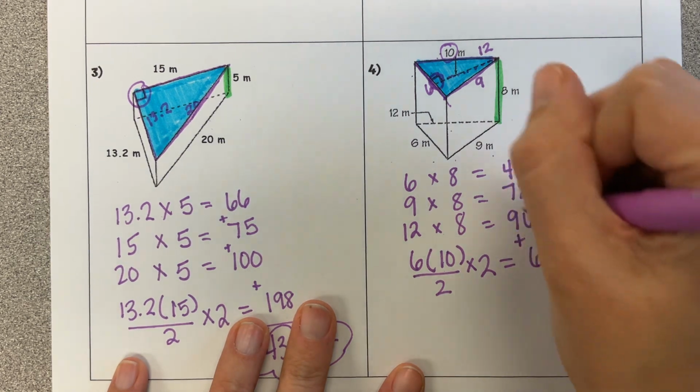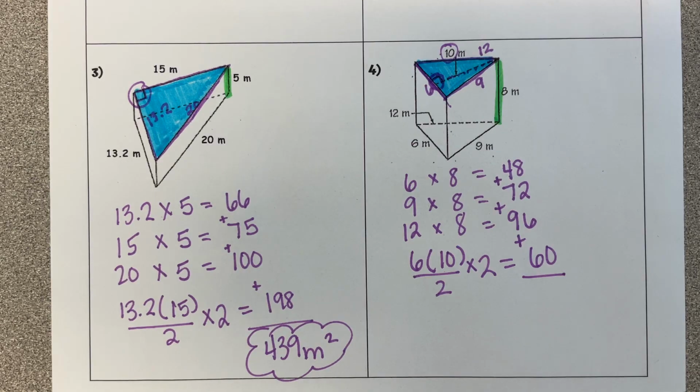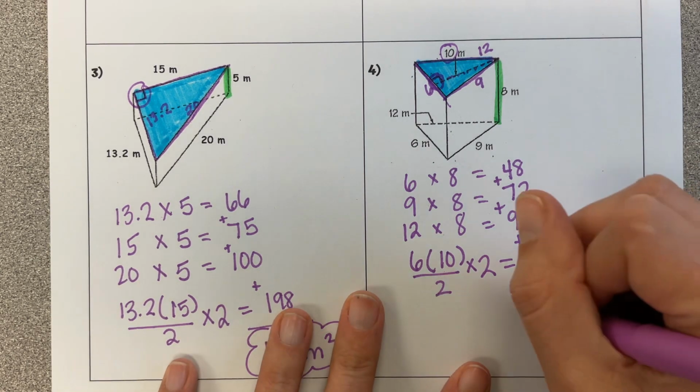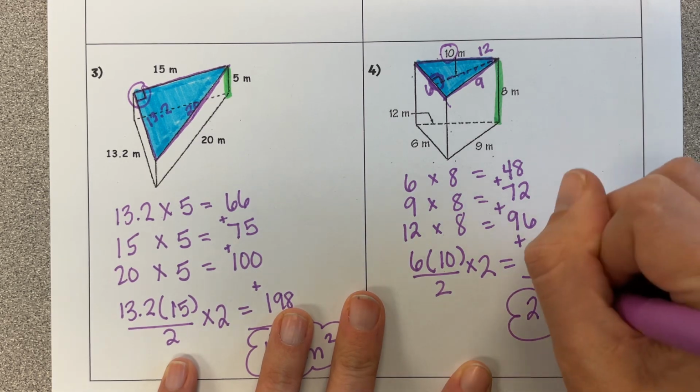And we're going to add these all together to get that our total surface area is 276 meters squared.